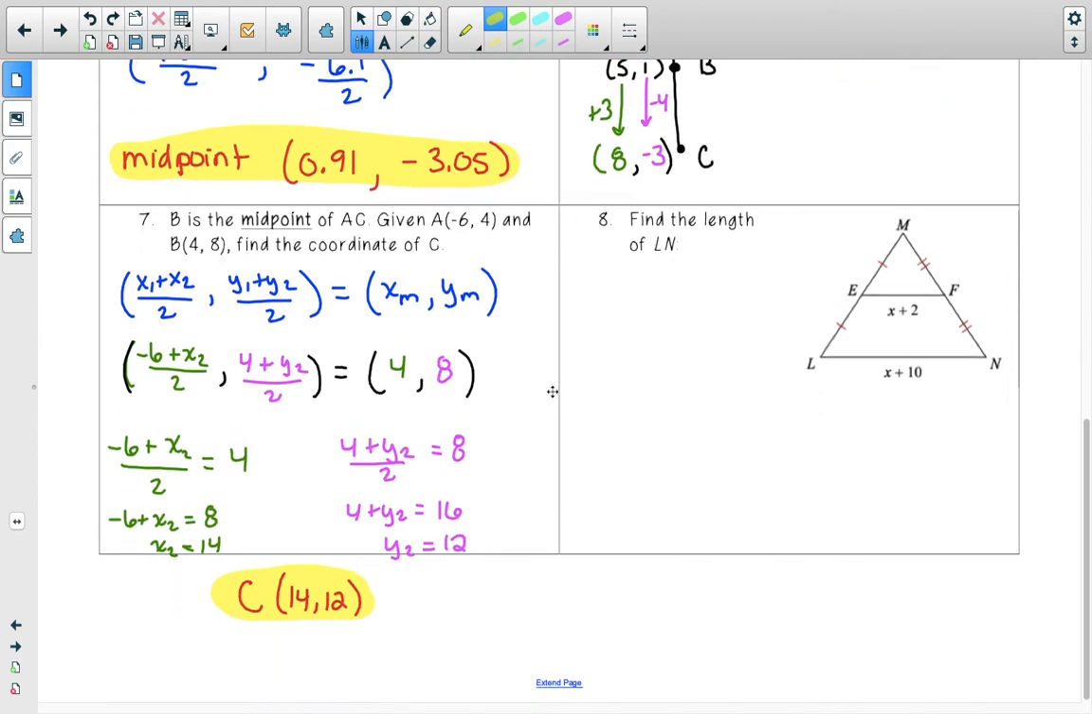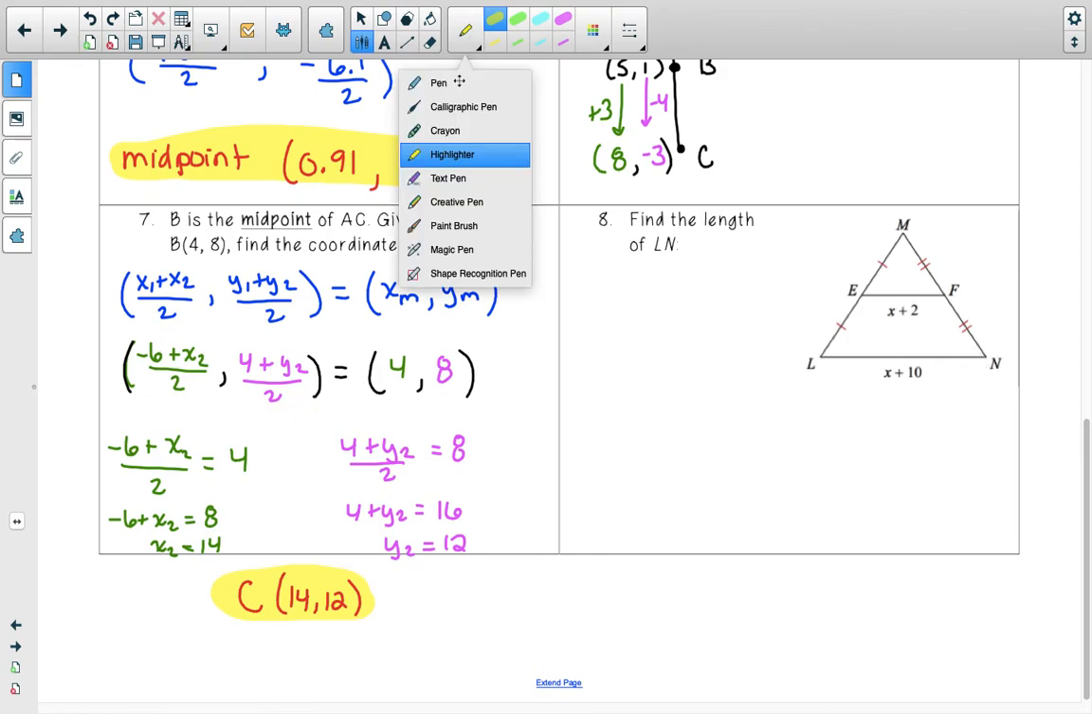Our last question on here is to find the length of line LN. So we want to find this length of LN. This comes back to the triangle midsegment theorem. It states that if this segment connects midpoints, so E is in the middle because we have 2 tick marks here, and F is in the middle because we have 2 tick marks on MF and 2 tick marks on FN, then this segment here is half of the length of the bottom segment.